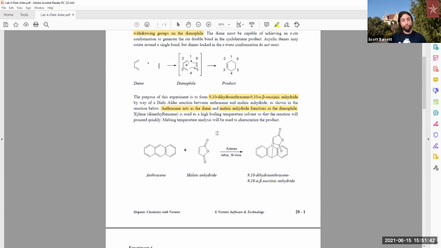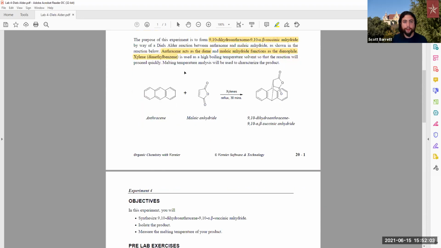And so in order to do that, we normally in chemistry want to utilize one of two things. That would be a catalyst or temperature. So in this case, xylene or dimethylbenzene can be used in order to perform a very high temperature reaction and allow it to create our bridged heterocycle system. So another point here is melting temperature analysis will be used to characterize the product.